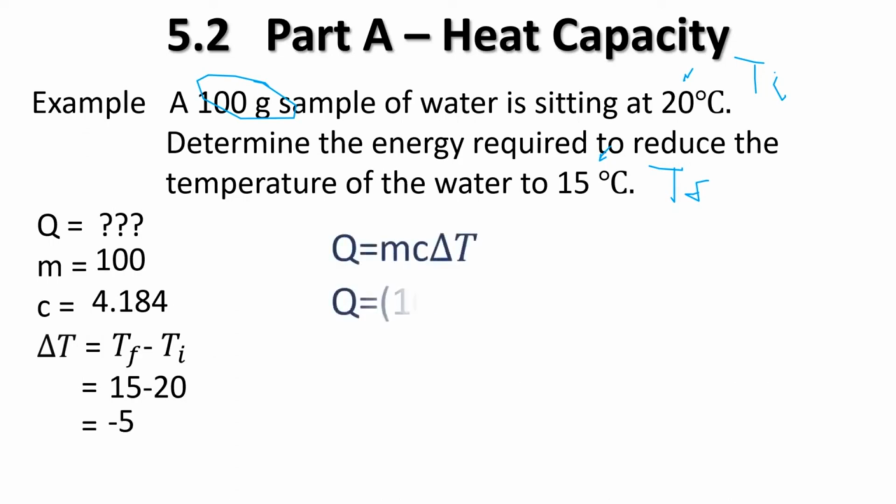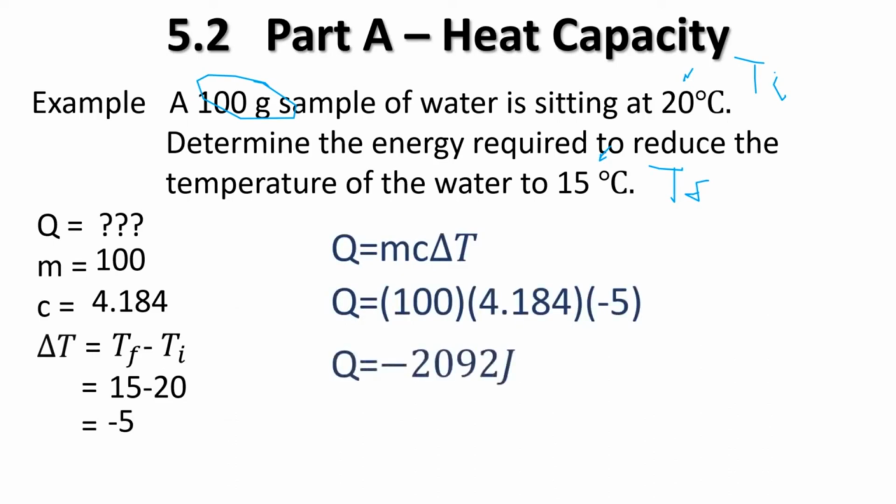So we'll write our equation, we'll plug our values in, and when we do that, we actually get a negative energy value. And just to be cool, we'll convert that to kilojoules, because that's going to come up in a little bit here. So there you go. This example is just to show you that you can have negative values, and that is absolutely fine.